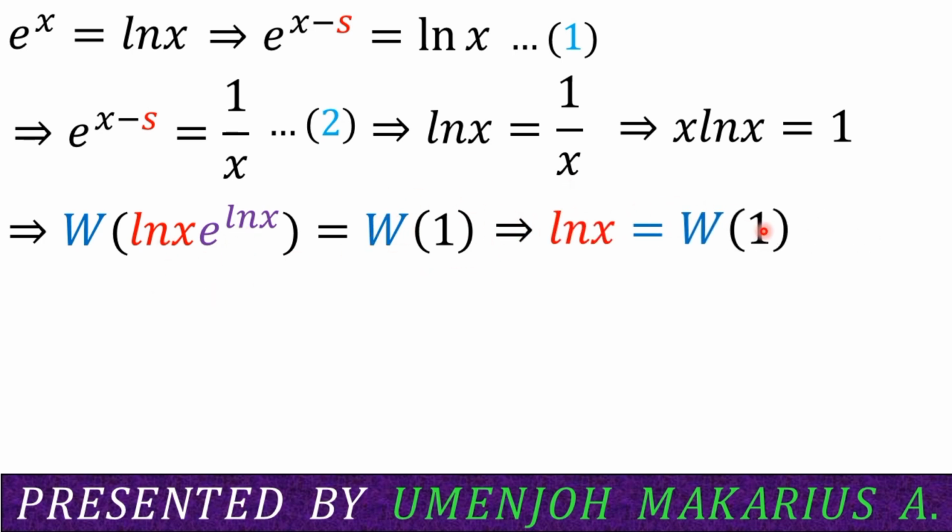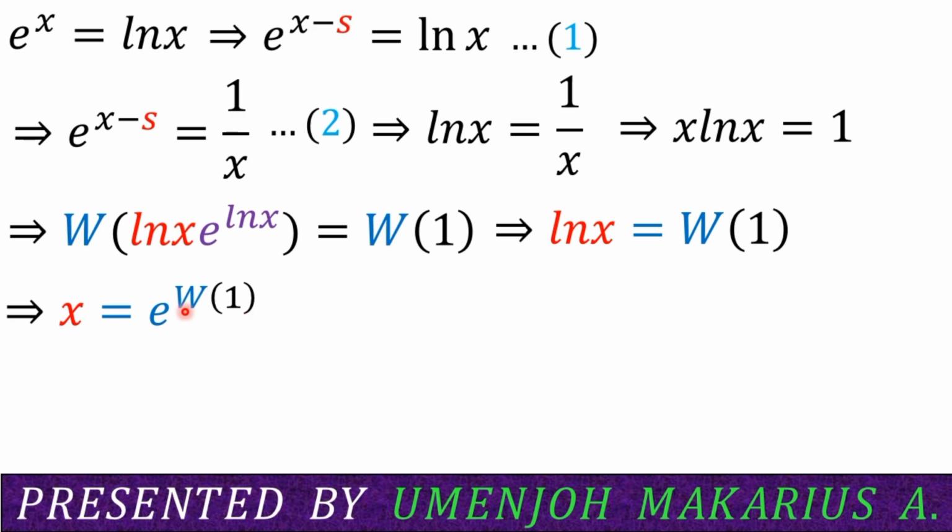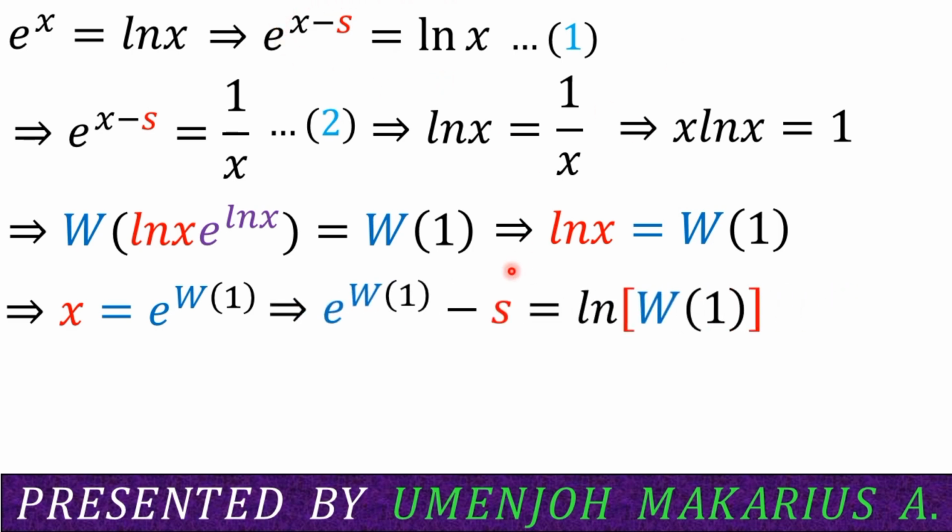On the right hand side, we have W of 1. If you solve for x now, guys, we have x to be the same as e raised to the power the Lambert W function of 1. That is when we raise both sides to the power e. Okay. Now that we have the value of x, all we need to do now is to substitute x equal to e raised to the power W of 1 into this expression. When we do that, and we take the natural log on both sides, we have e raised to the power W of 1 minus s equals the natural log of W of 1.